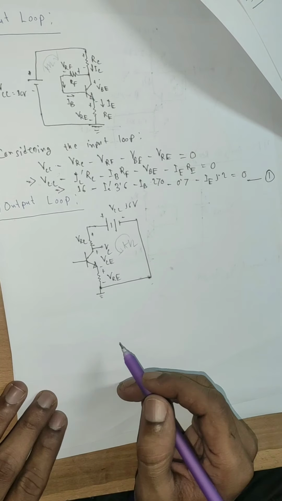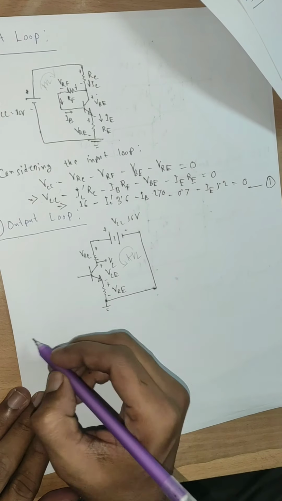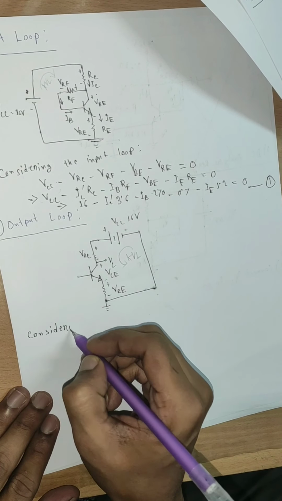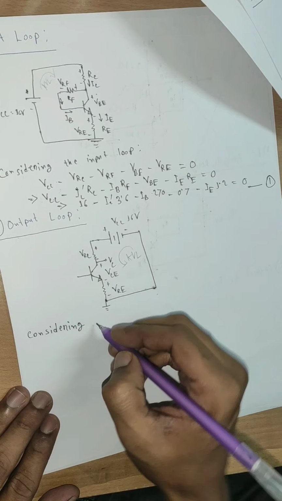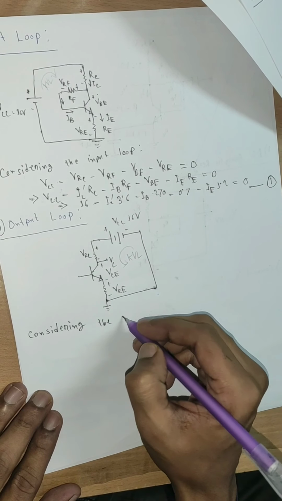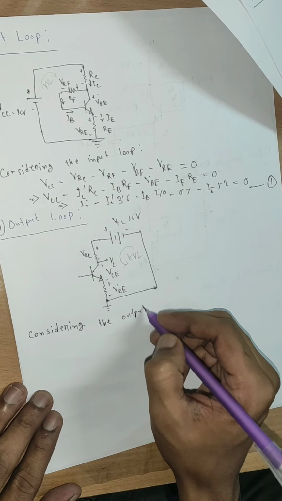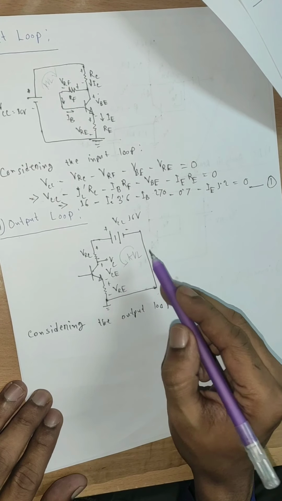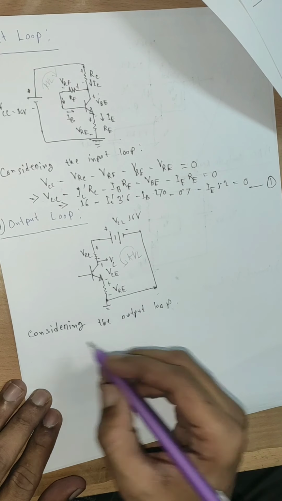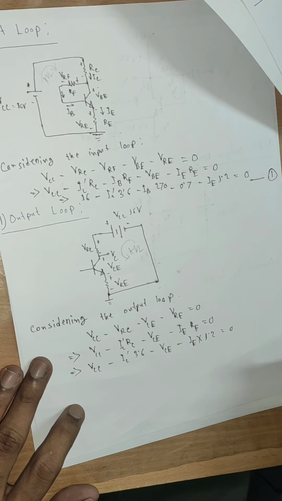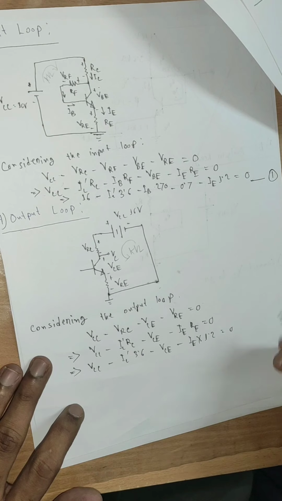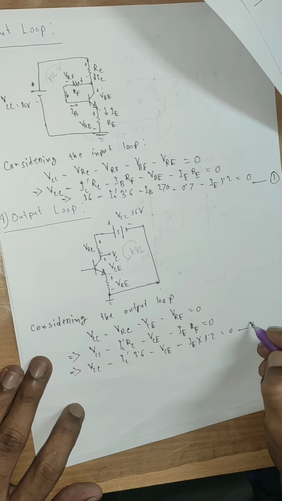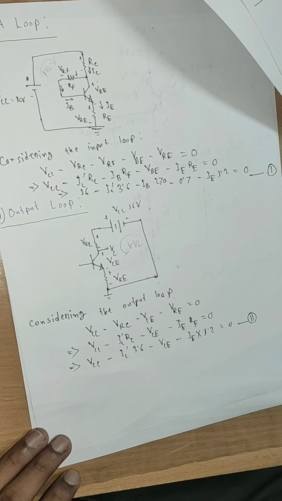So now for the output loop, we will again apply our Kirchhoff's voltage law. Sorry, the output loop. And now we can see this will work as anti-clockwise, so equal to 0. So right now here are also three unknown variables, so let's keep it as equation number 2.